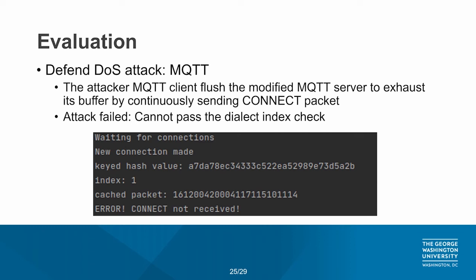Next, we do an experiment to prove that our method can help to defend against the DoS attack. This experiment is based on MQTT. The attacker MQTT client will try to flood the modified MQTT server to exploit its buffer by continuously sending the connect packet. As we can see, this attack fails because the attacker's MQTT connect request cannot pass the dialect index check on the modified MQTT server.